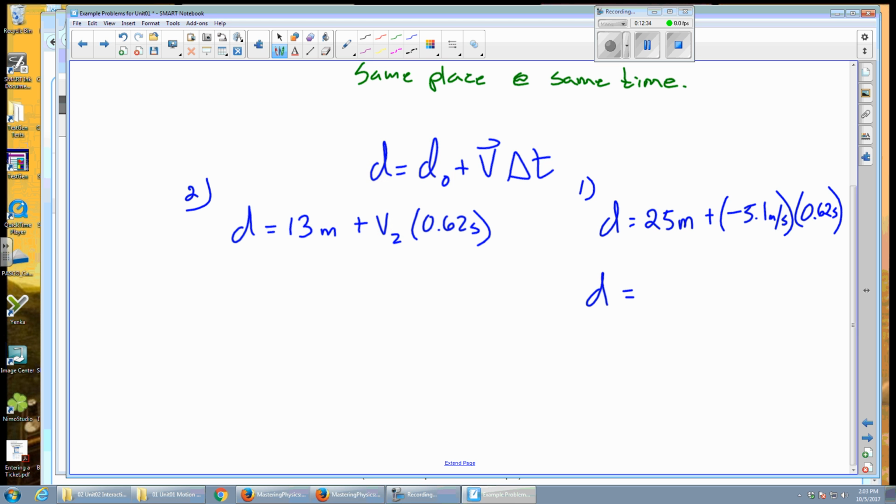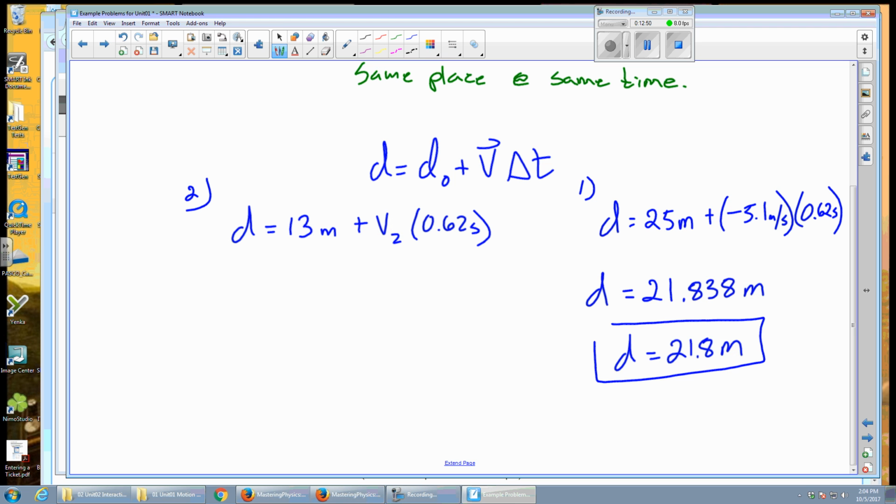Not 6.2, 0.62. I got 21.838 meters. So my answer would be they meet at 21.8 meters. Right? Now, if the computer asks for 2 sig figs, I put in 22 meters. Right? But on the test, always give 3 sig figs. So, and then I can put that in over here.